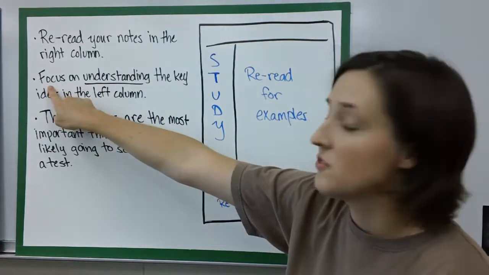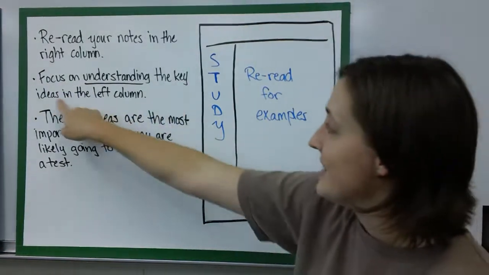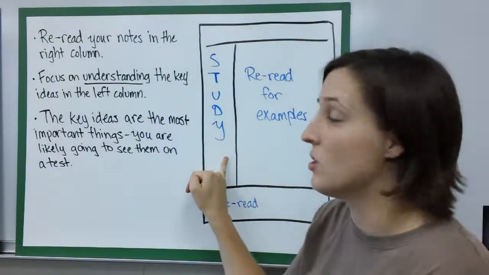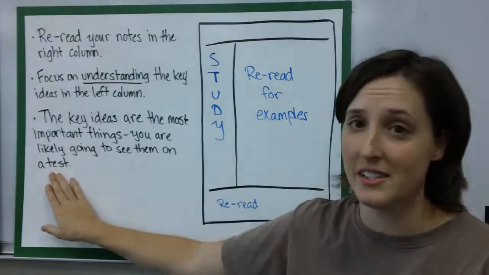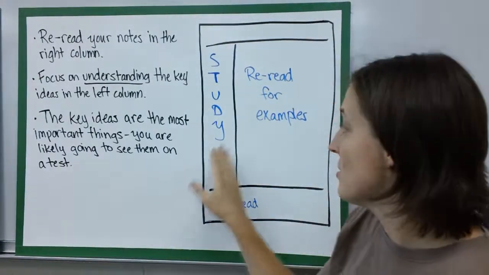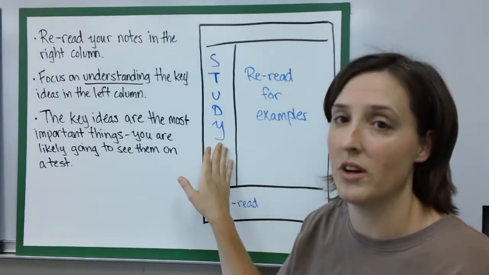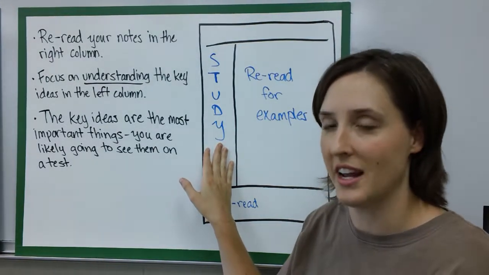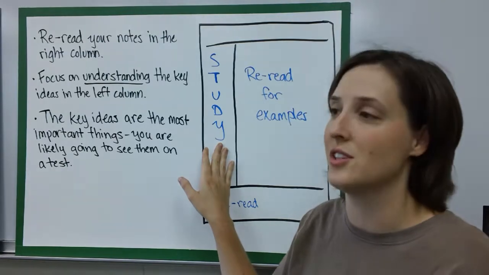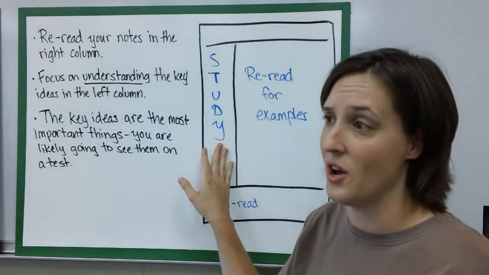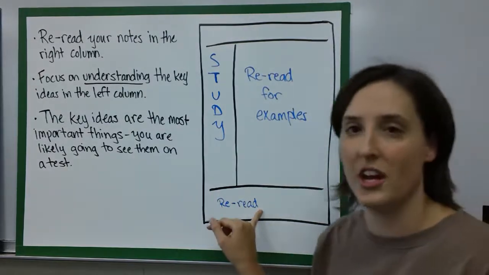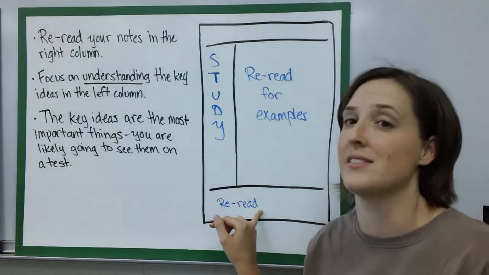The next thing you want to do is focus on understanding the key ideas in the left column. These are the most important things. You're likely to see these ideas and concepts on a test. So this column is what you really want to study and understand. Not just memorize, but actually understand how things connect together. Because there are going to be some questions where you're going to have to pull on this knowledge and know how to apply it, not just memorize it. And the last thing you can do is just kind of reread your summary section and see how it is.